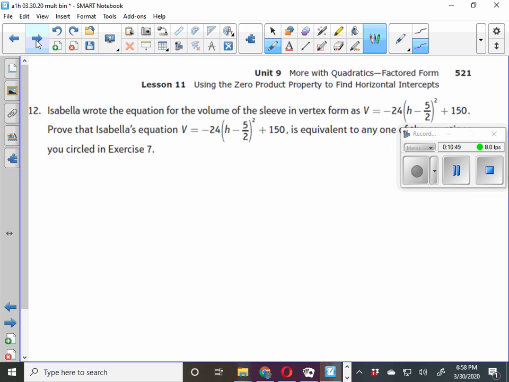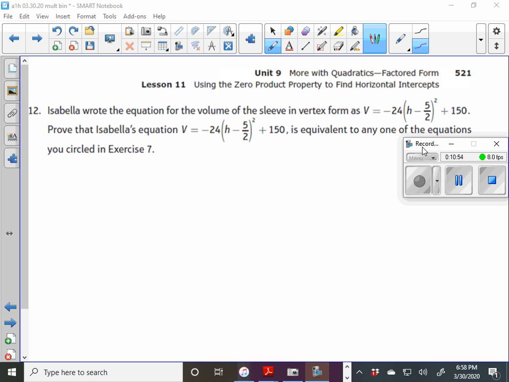All right, some more fun here. Isabella wrote the volume of the sleeve in vertex form. We'd seen this before, right? Prove that Isabella's equation is equivalent to any of these equations you circled in 7. I'm going to pause it, show the work, so we're not spending time looking at this.